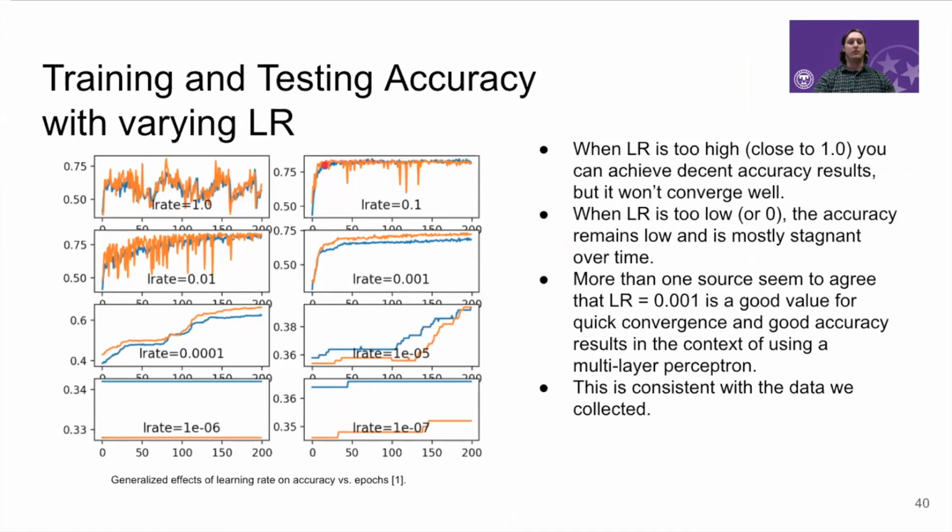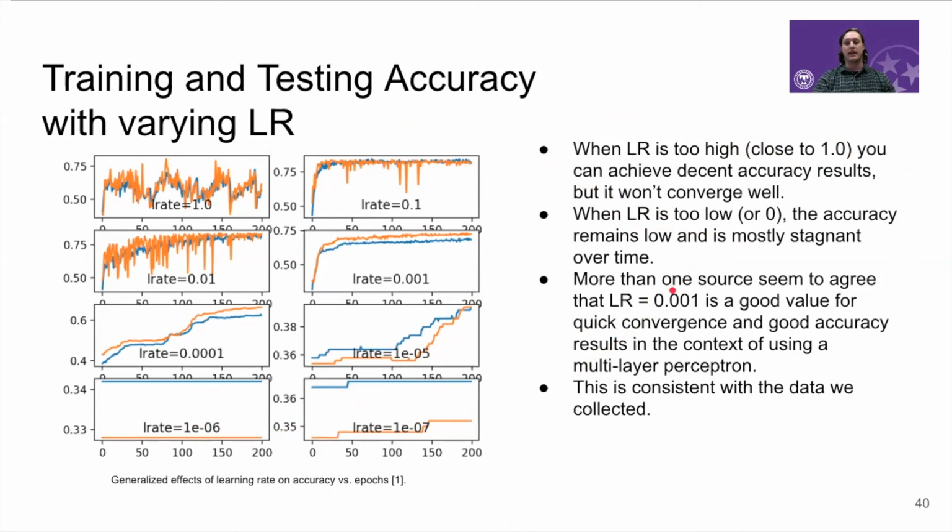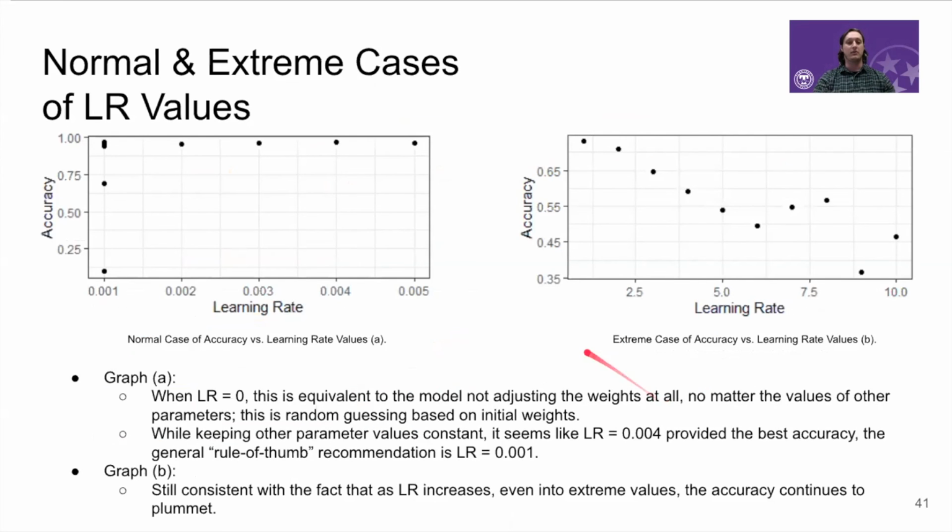And so the general rule of thumb is that when the learning rate is too high, when it's close to 1, a lot of times what happens is it just gets really jagged and it doesn't converge to a particular value. Or when the learning rate is too low, like 0, it actually gets very stagnant and doesn't really move at all. And so in between 0 and 1 is where you kind of want that to be, but 0.001 is a pretty good value, and this has been confirmed by some of the other articles and things that we found, and is also, as it turns out, consistent with the data that we collected.